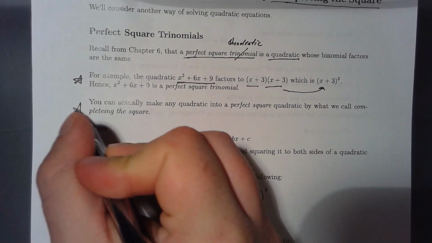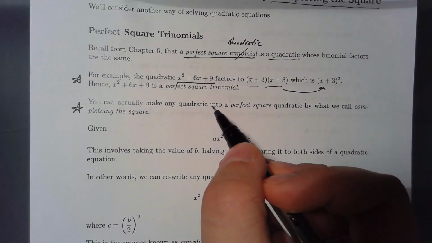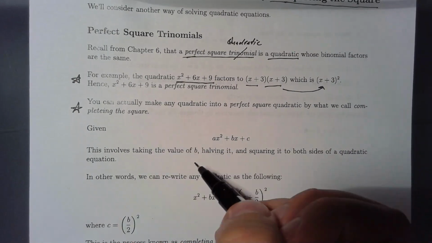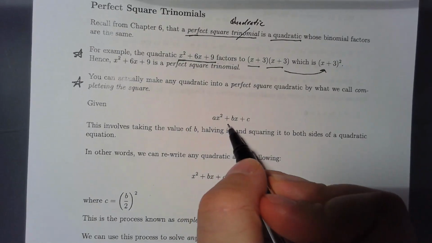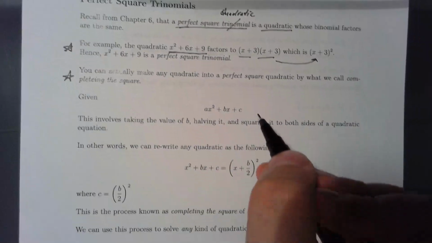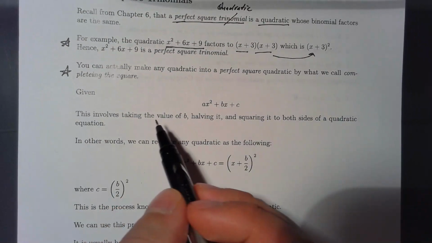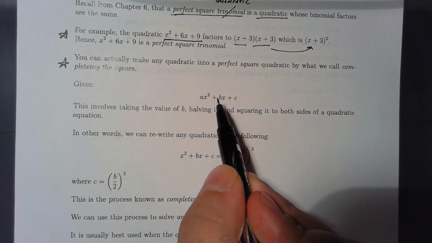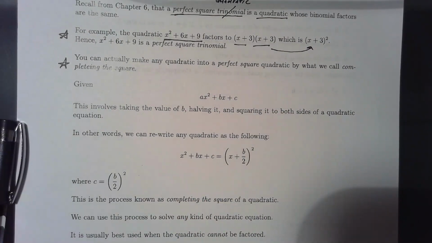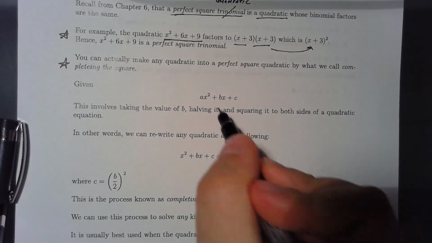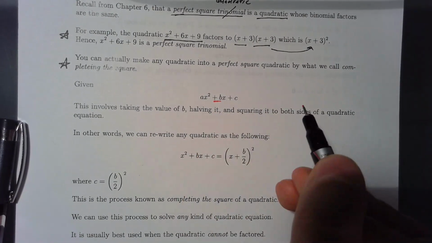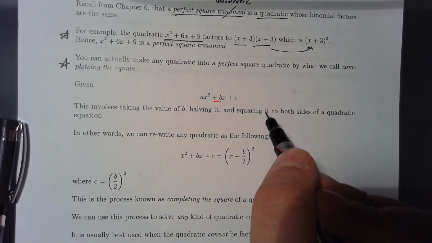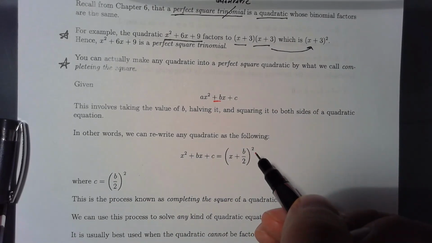And I highlight that right here. You can make any quadratic into a perfect square quadratic by what we call completing the square. So if I have a quadratic, this is just describing the process. The way you do completing the square is you look at the b coefficient, which is this value right here. You look at the value of b, you take half of it, and then you square it and add it to both sides of the equation.